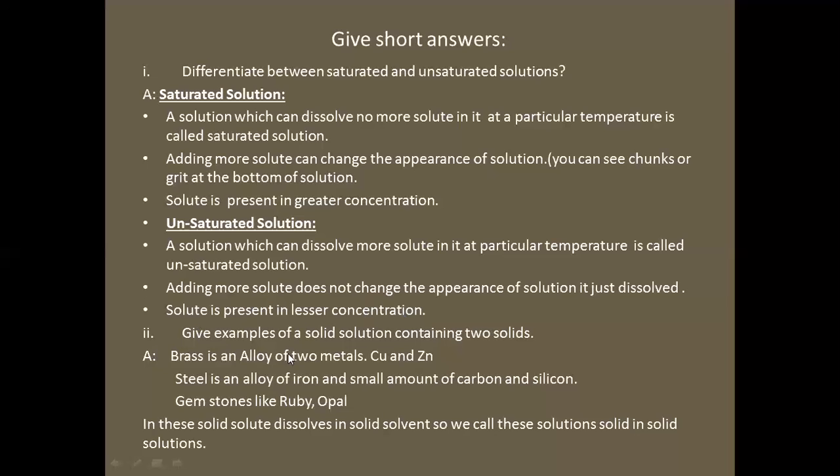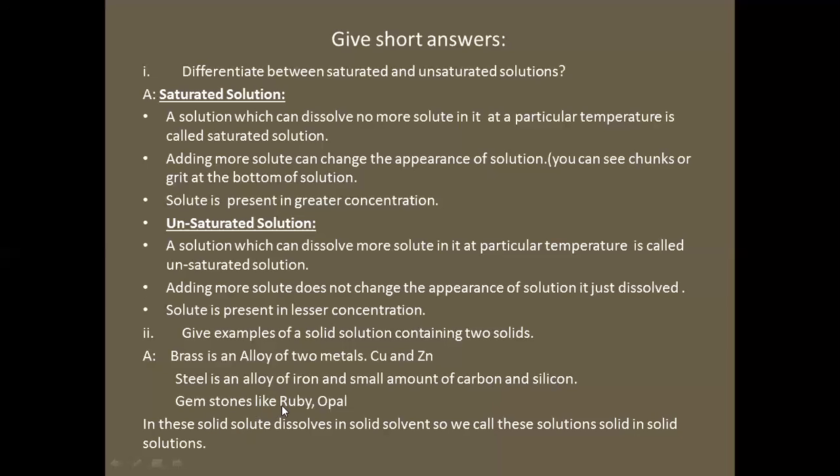Question number 2, give examples of a solid solution containing two solids. Solid in solid solution, one is brass. Brass is an alloy of, what is alloy? Alloy is the mixture of two or more metals. So brass is an alloy of two metals. Those two metals are copper and zinc. Okay. Second example is steel. Steel is an alloy of iron and small amount of carbon and silicon in it.